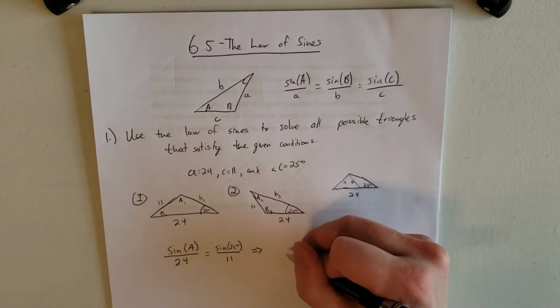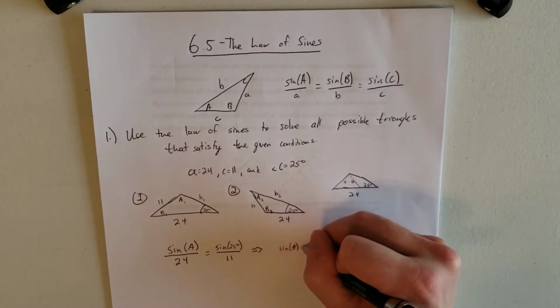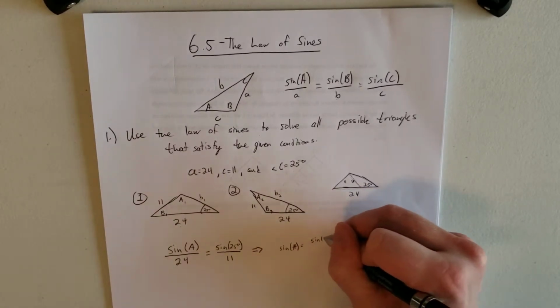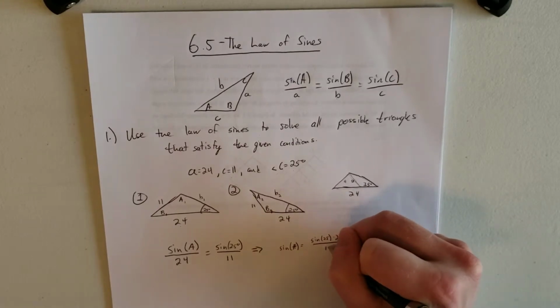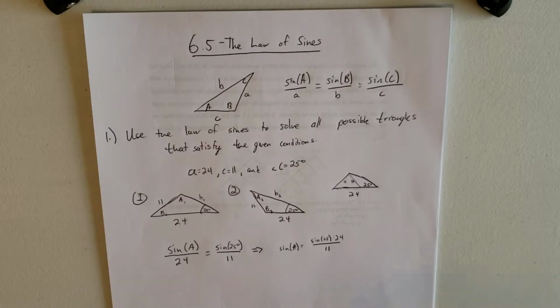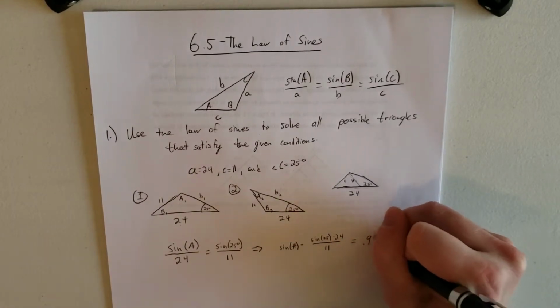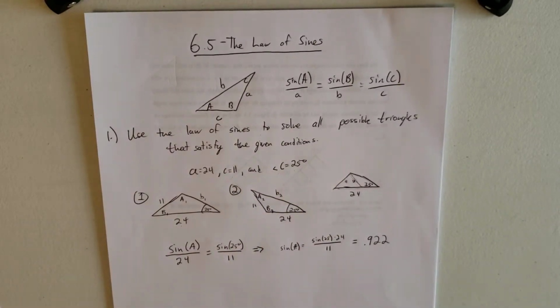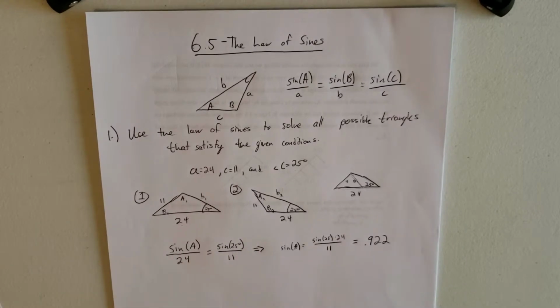So this says that sine of A is equal to sine of 25 degrees times 24, all divided by 11. And if we work that out, this is equal to 0.922. So we know that sine of A is equal to 0.922. Again, you just plug that into a calculator. Make sure you use degrees since we were given degrees. And so sine of A is 0.922.